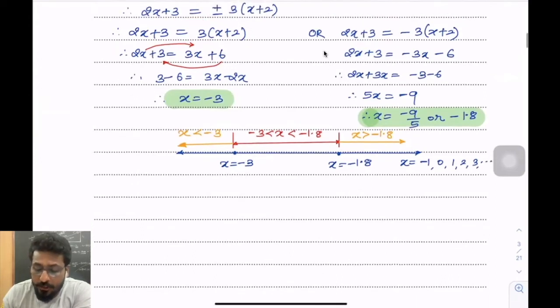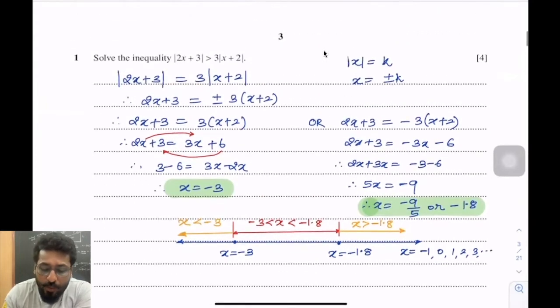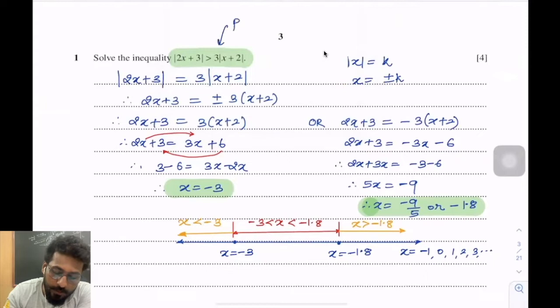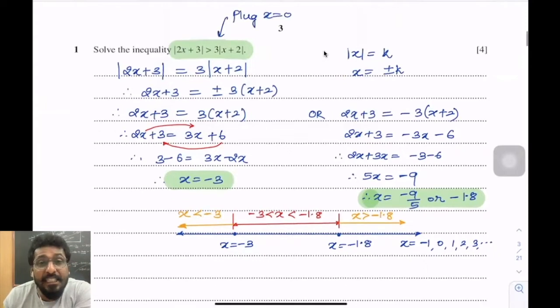So I take this 0 and I go to my inequation. Students, go to the inequation, and in this inequation, you plug the value of x as 0. So I'm going to plug x equal to 0. If you plug x as 0, what will happen?